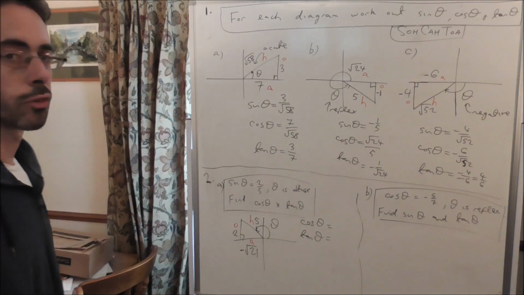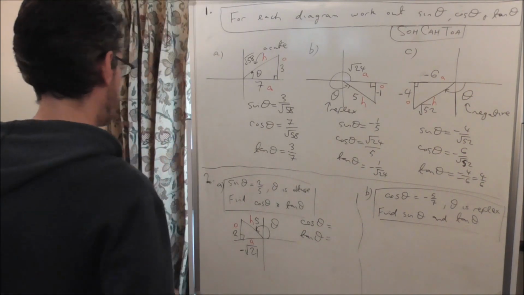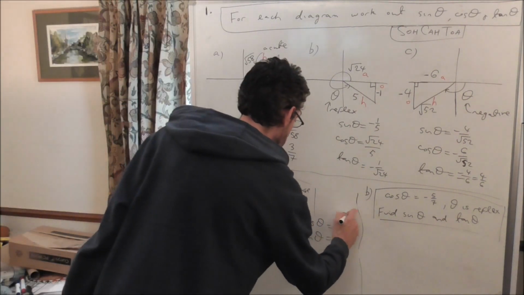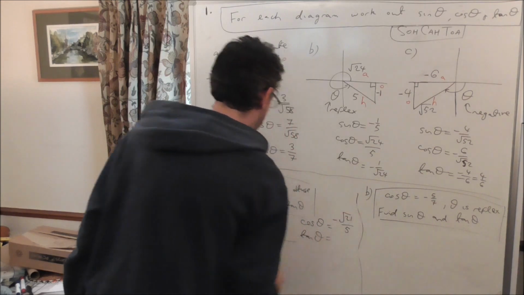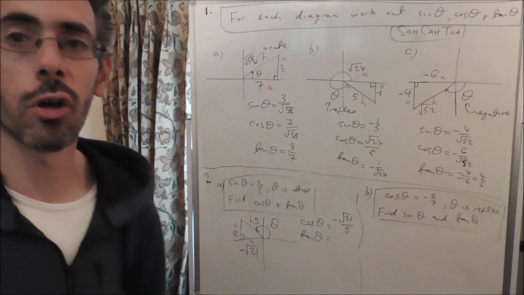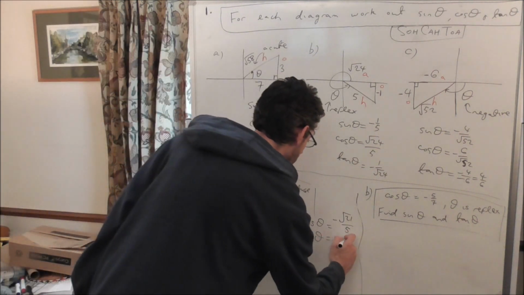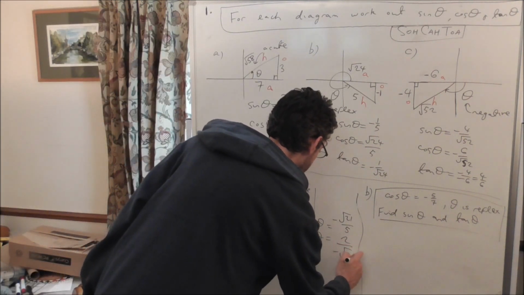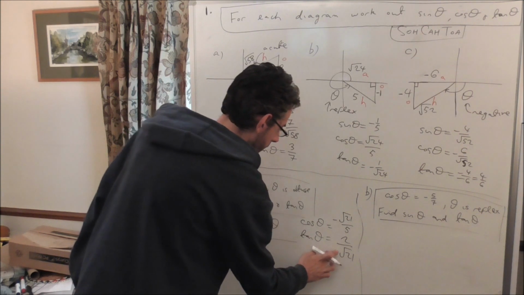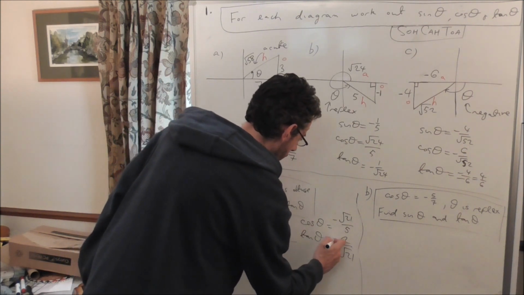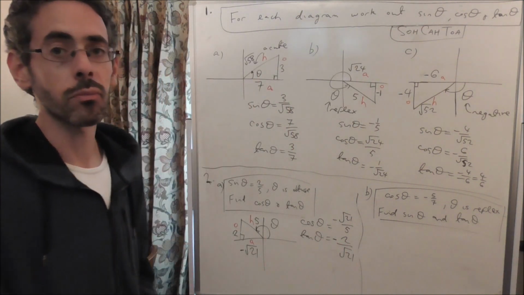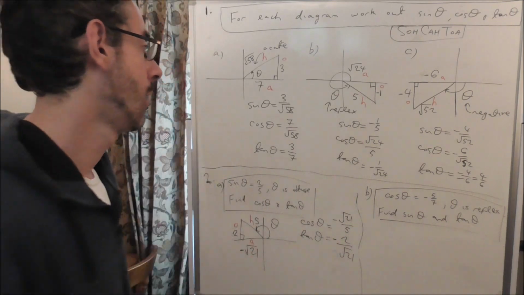Well, cos theta is just adjacent over hypotenuse, so it's minus root 21 over 5. And tan theta is opposite over adjacent, so that's 2 over minus root 21. And I'll just bring the minus sign to the front, so it's the same as minus 2 over root 21. Right, let's move on to the last question now.